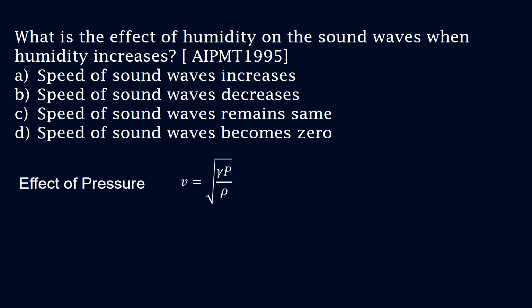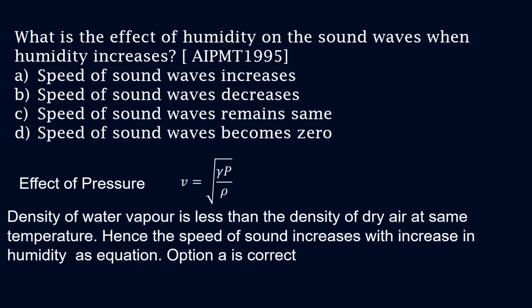The velocity is also given by V is equal to under root of gamma P upon rho. Note, the density of water vapor is less than the density of air at same temperature. Hence, the speed of sound increases with increase in humidity as per the equation. Option A is correct.